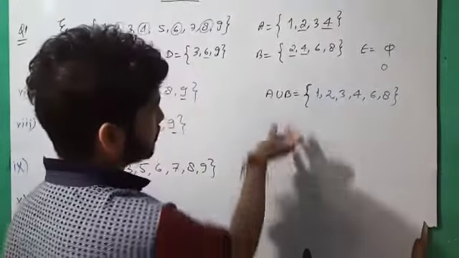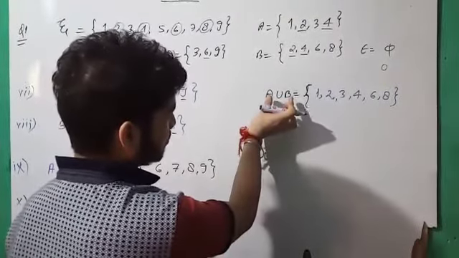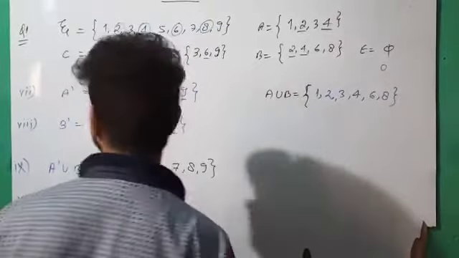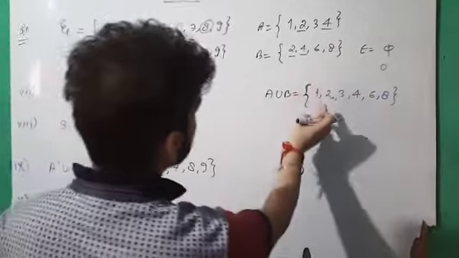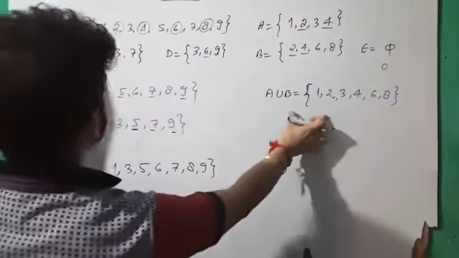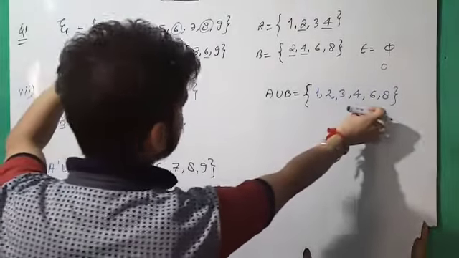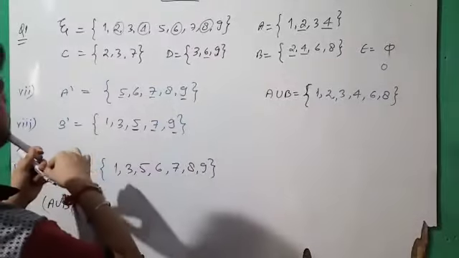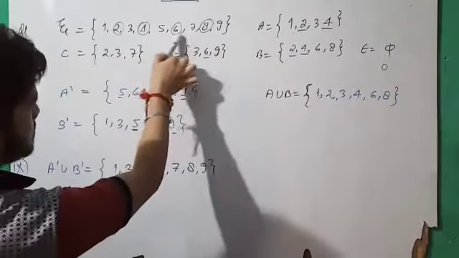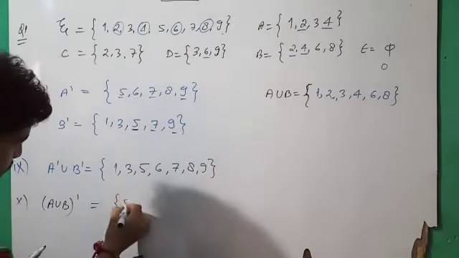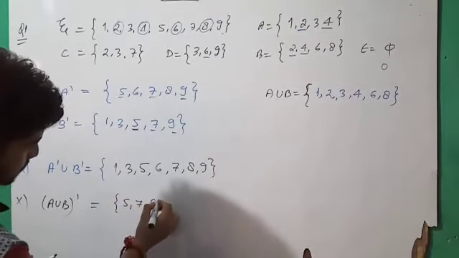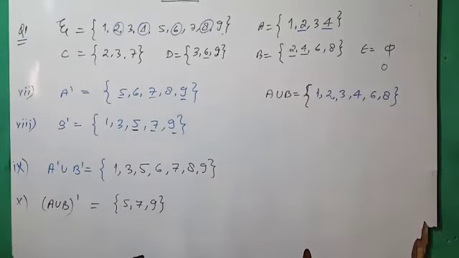Now we have to find A union B dash, which means complement of A union B. Complement of A union B means we have to subtract these elements, 1 2 3 4 6 8, from the universal set. So the remaining elements are 5 7 9, which is the answer of this question. 5 7 9. I repeat.